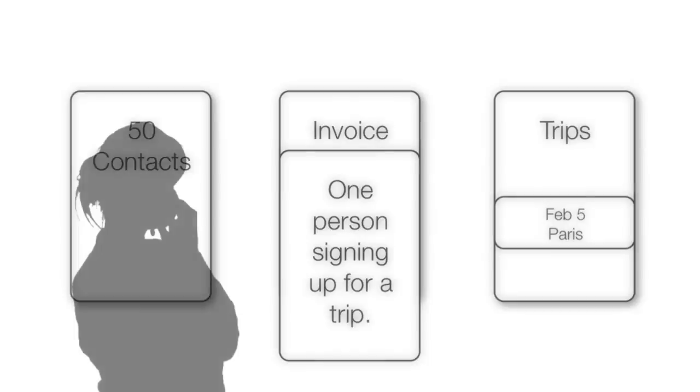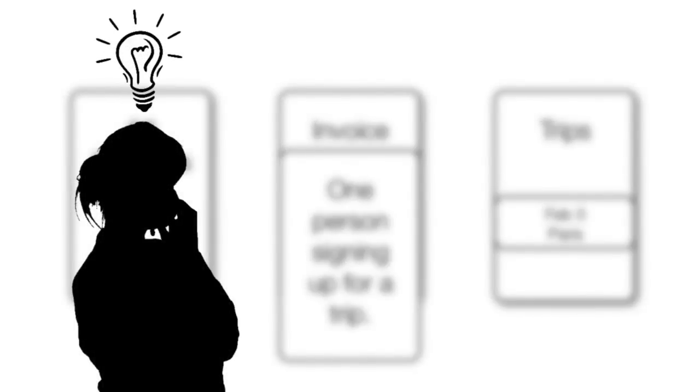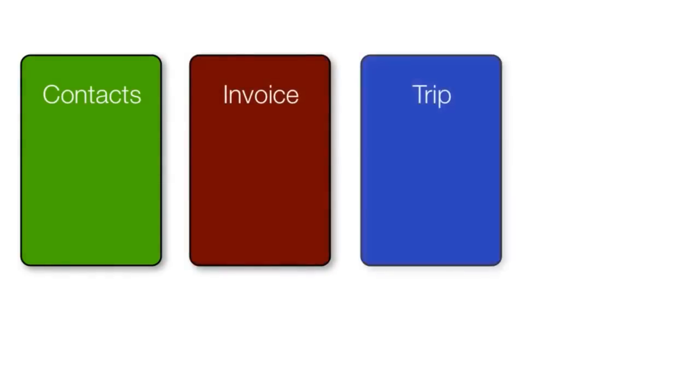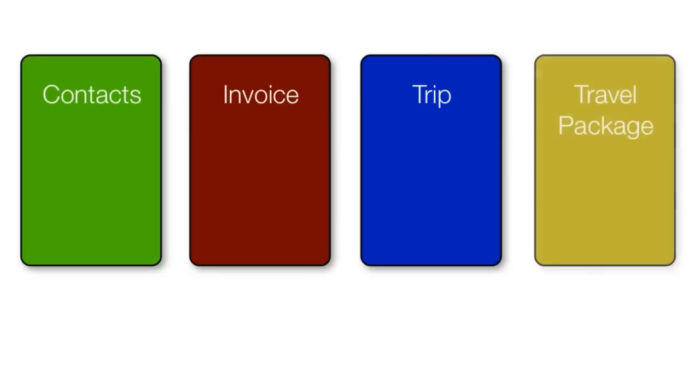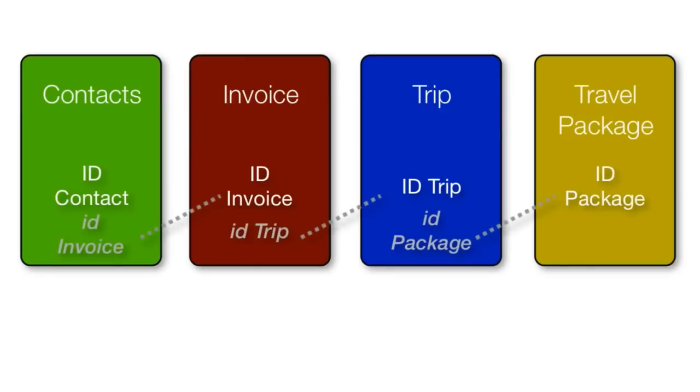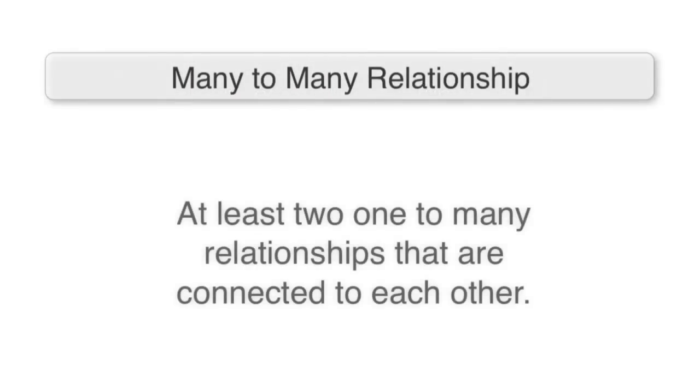So that's one of those golden moments where you have understanding and the lights come on, and I get thank you notes from people saying, oh, I get it. Very cool. So you understand that you have contacts, then you have invoices, and then you actually have the trip, and then you actually have the travel package. And once again, each of these tables has a primary key, and it will relate to the foreign key next to it, right? So this gets back to what is a many-to-many relationship. Well, a many-to-many relationship is nothing more than at least 2 one-to-many relationships that are connected to each other.